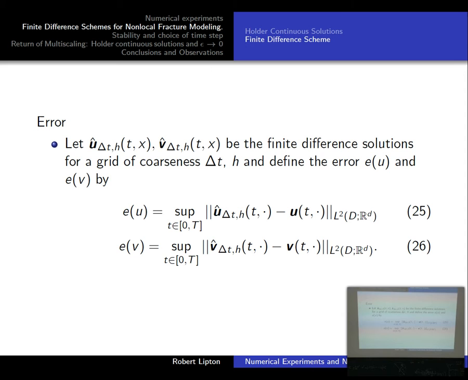the difference between the actual solution and the discretized piecewise constant field, uniform in time with respect to L2, and the same for the velocity. So this is the error of the discrete scheme incurred for the displacement, and this is the error incurred for the velocity. Okay.